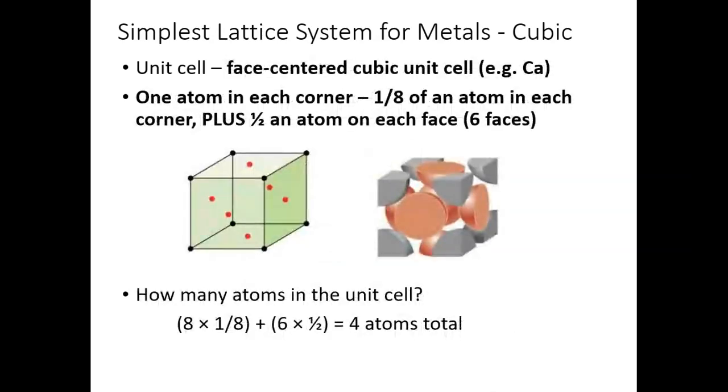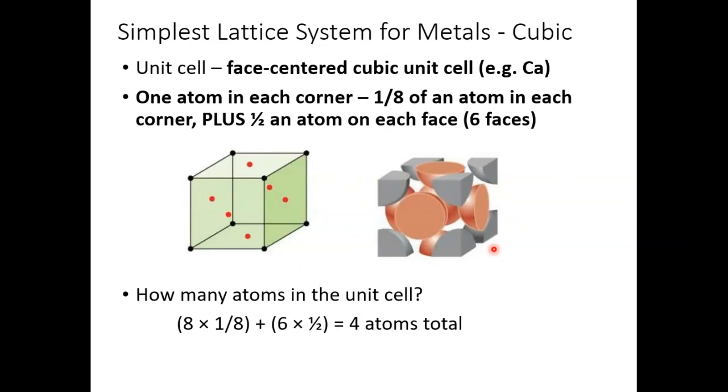Face-centered. If you have a face-centered unit cell, you have still atoms at each corner. So there's 8 lattice points now at the corners, right? Every time you have an atom somewhere, that's a lattice point. There's 8 because there's one at each corner. And then face-centered means there's also an atom on each face of the cube.